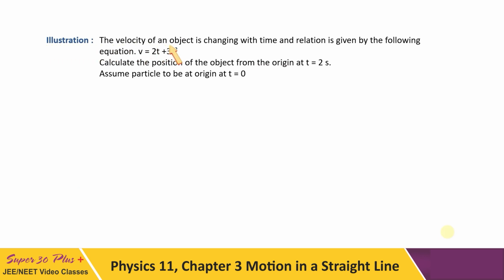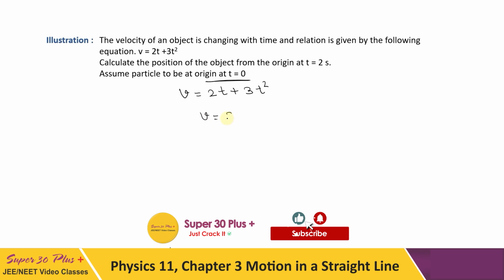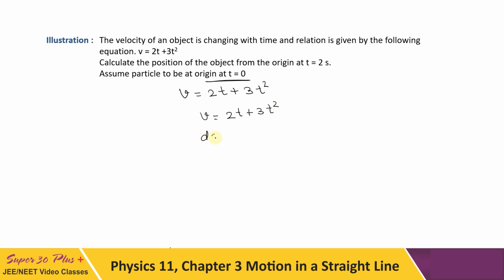The velocity of an object is changing with time and the relation is given by the following equation: v is equal to 2t plus 3t square. Calculate the position of the object from the origin at t is equal to 2 seconds. We have to assume that the particle is at origin at t is equal to 0. So we know the expression of v, that is v is equal to 2t plus 3t square. Since it is asking for position, v can be written as ds by dt, that is equal to 2t plus 3t square.